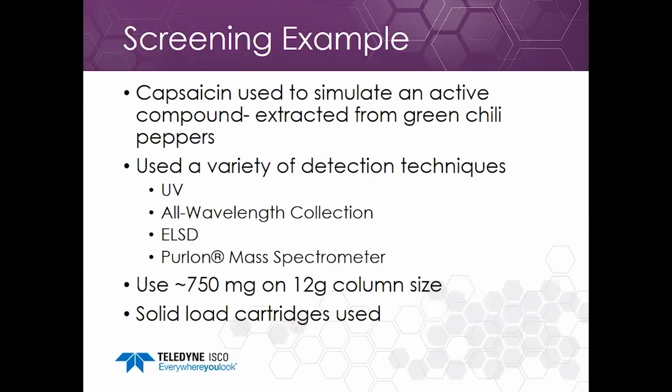I loaded 750 milligrams of extract on each 12-gram column. This sounds like an awful lot of material. However, the active compound is usually present in very small quantities, so we can still manage to get very good chromatography. And except for the ion exchange, where the sample has to be dissolved in solution to be ionized, I used solid load cartridges so that I didn't have to worry about the solubility of the sample in the different solvents.